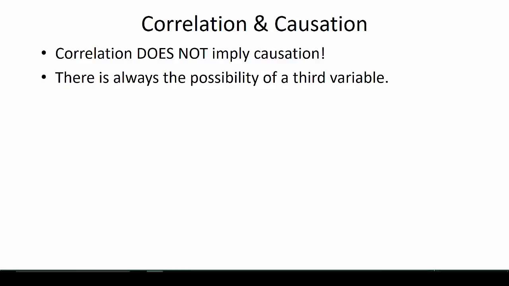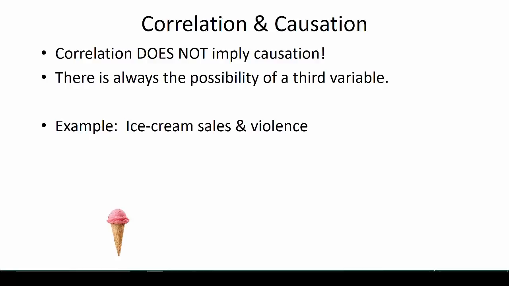And that's because with correlational analyses, there's always the possibility of a third variable. So a third variable is responsible for the relationship between the two variables. So for example, ice cream sales and violence have a strong positive correlation. So what they find is that increases in ice cream sales are associated with increases in violent crime. But we would never conclude that eating ice cream causes people to commit violent crimes.